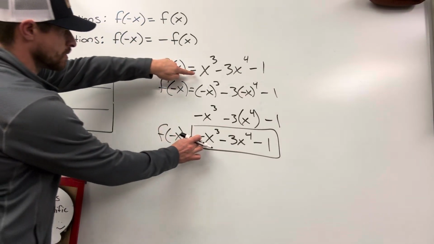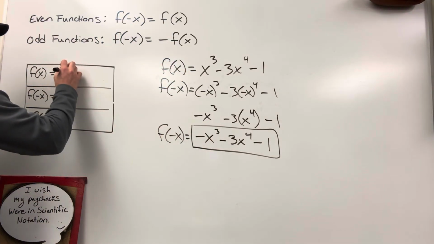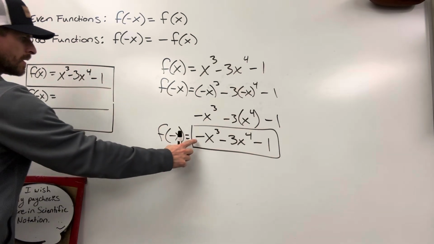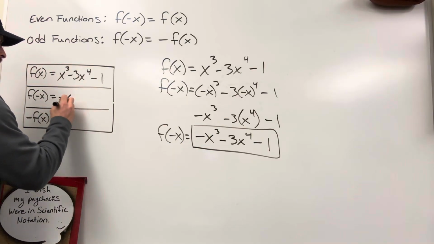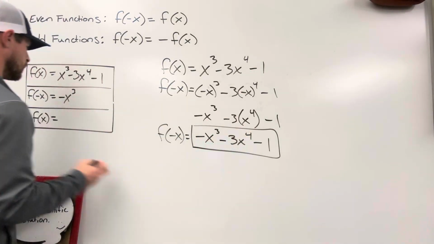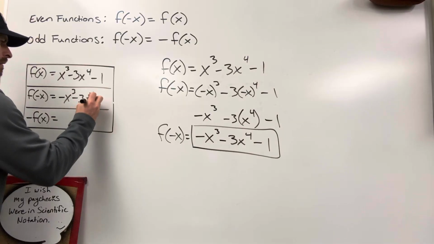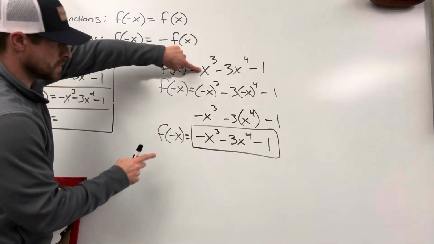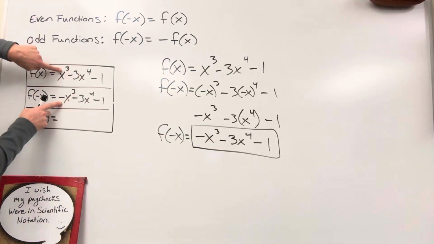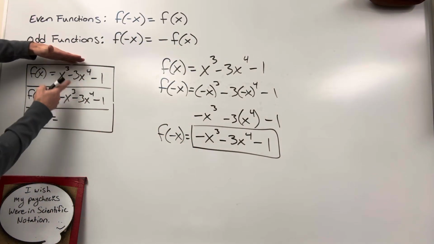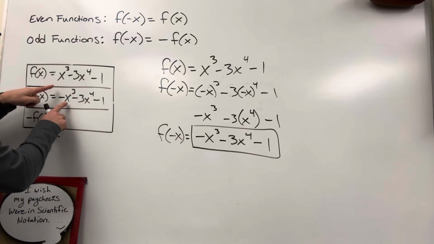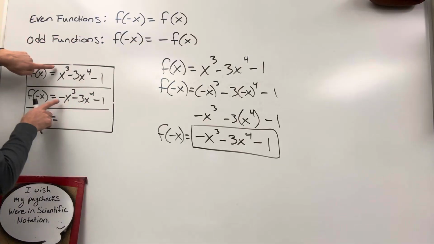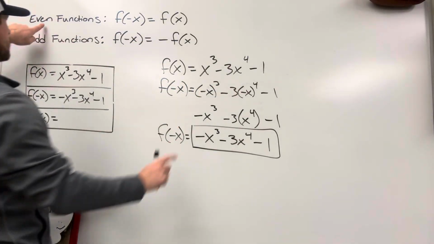So let's track these over here. X cubed minus 3x to the fourth minus 1. Negative x cubed minus 3x to the fourth minus 1. Well, I took these two equations from here and here. I'm copying them down in my chart that will help me compare all three of them. And notice the first term, they're opposites of each other. And so because those don't match up, this is not an example of an even function.